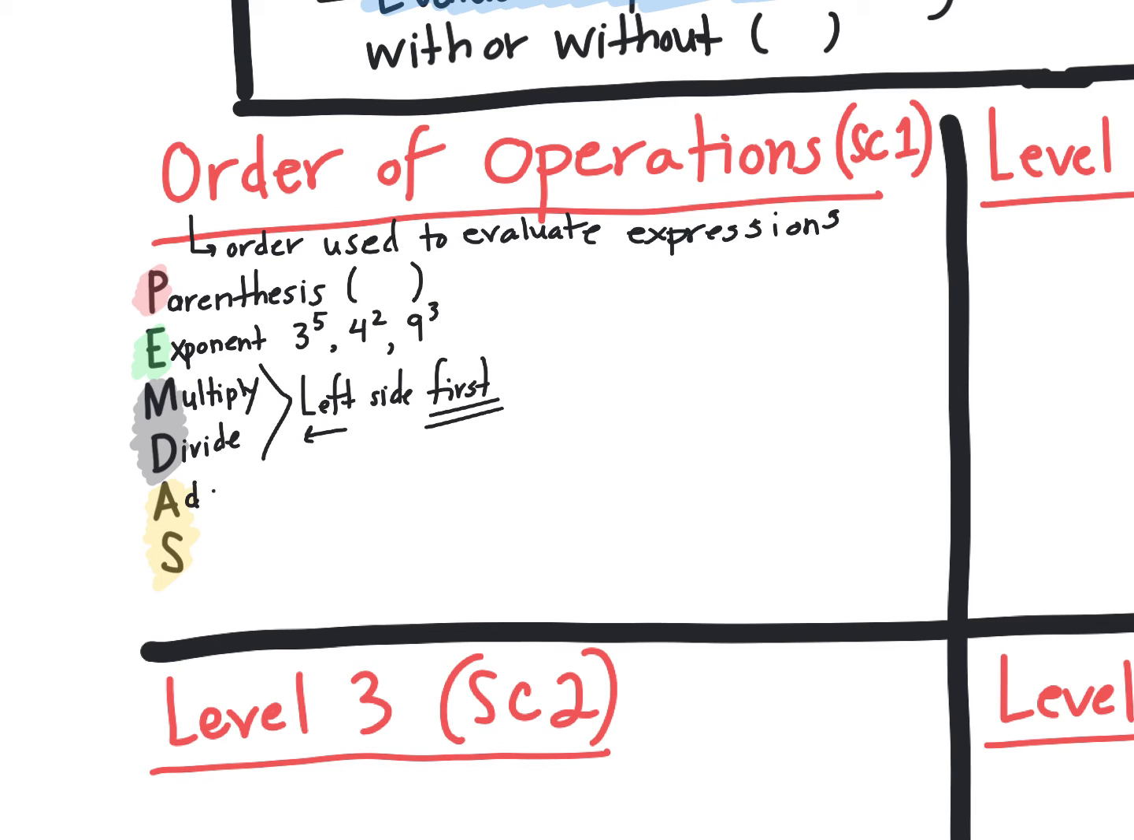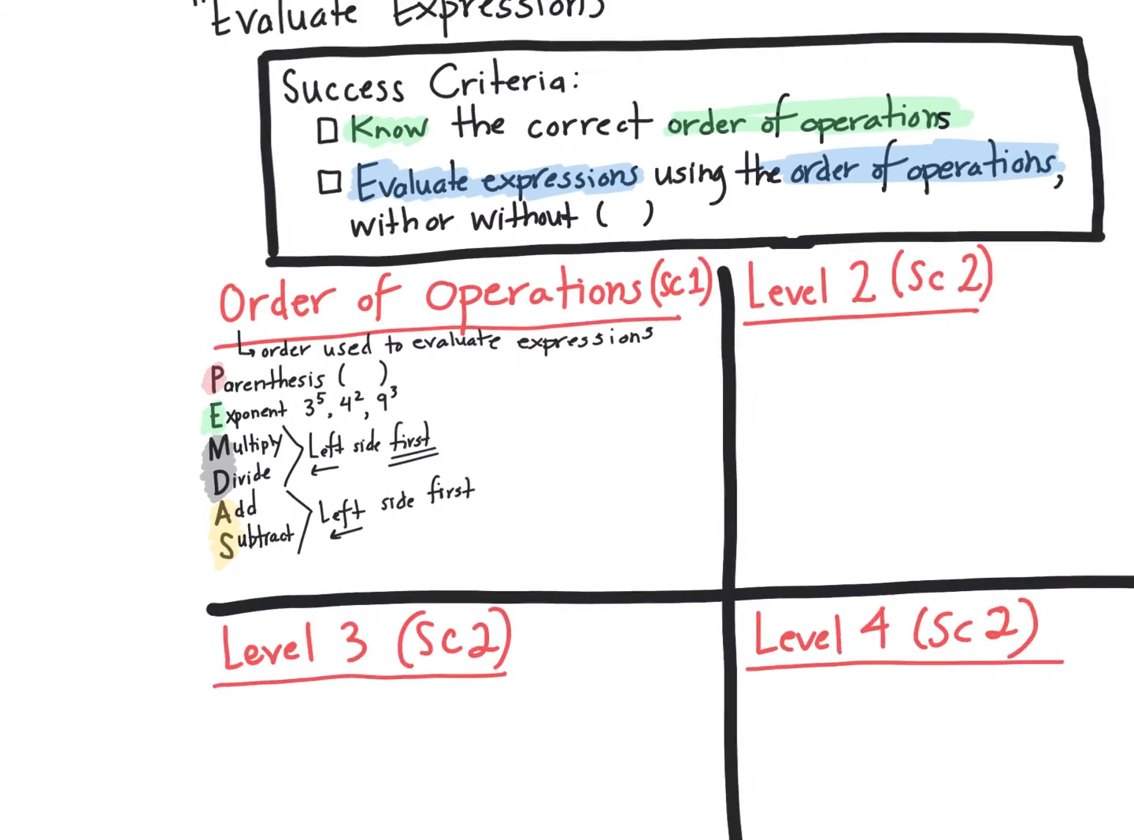The last, I bet you could guess these, are add and subtract. Again, I highlighted them the same color because I always want you to do whatever is on the left side first. But you have to go in this order: parentheses, exponents, multiply, divide, add, and subtract. So this order is really, really, really important. You cannot solve or evaluate expressions correctly unless you use this order. I'll show you an example right now.